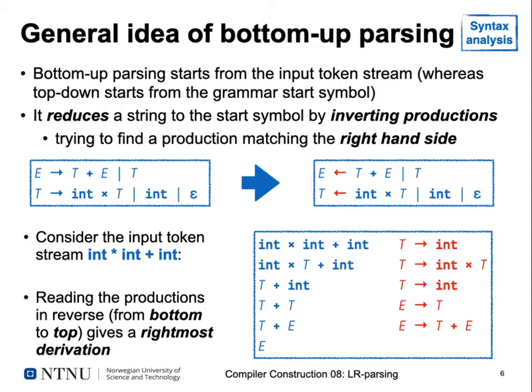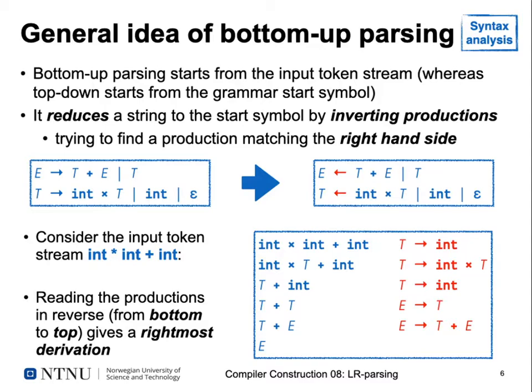When we did this matching, we can assume that this input token sequence can then be reduced to the non-terminal symbol that's printed on the left-hand side of our production here. So we reduce a string to the start symbol, and we do this by inverting the productions of our grammar. Essentially, in top-down parsing, we looked at non-terminal symbols on the left-hand side and then figured out what needs to be on the right-hand side of this production, to take this production here for E and T, for example.